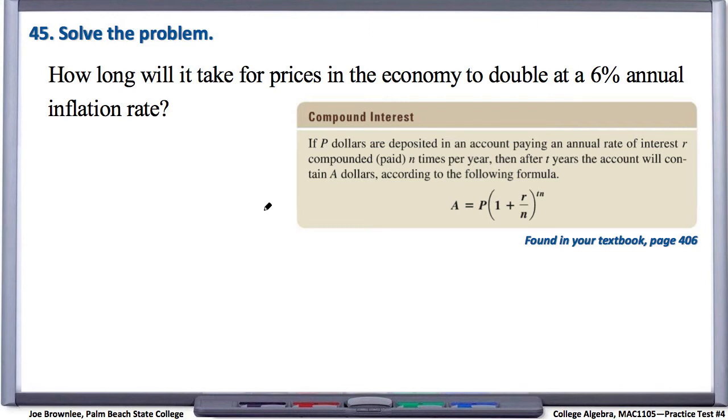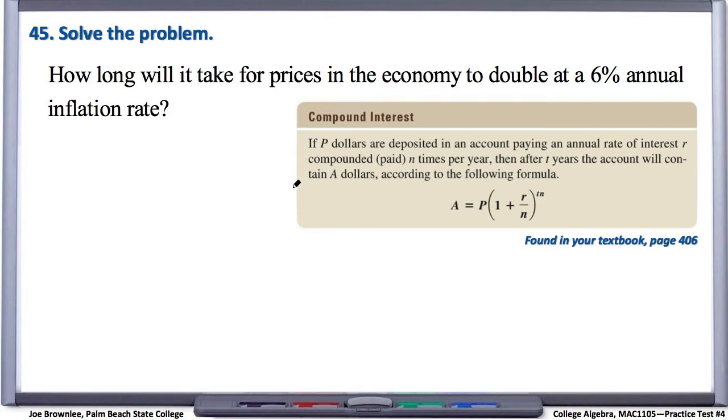Number 45, solve the problem. How long will it take for prices in the economy to double at a 6% annual inflation rate? All right, so let's pretend, just to make the math easy for us, that we're talking about a gallon of milk. And let's say that that gallon of milk today costs $1.